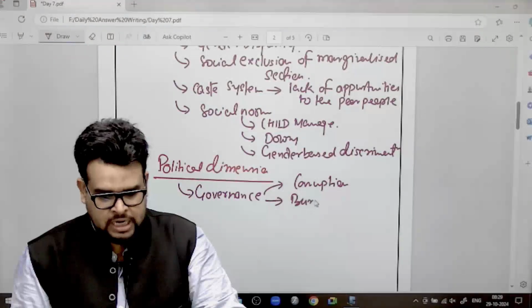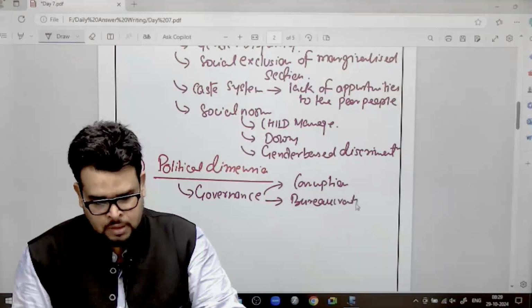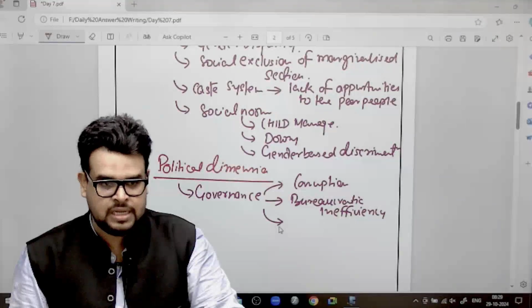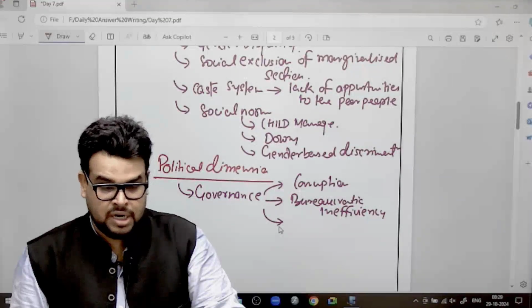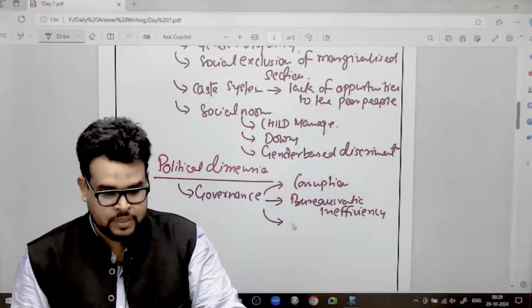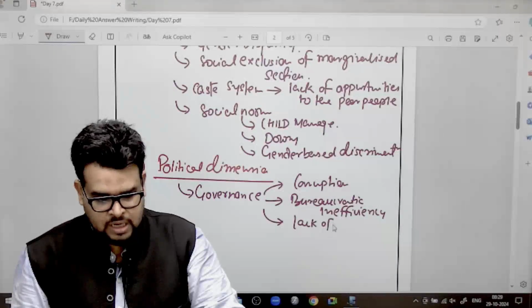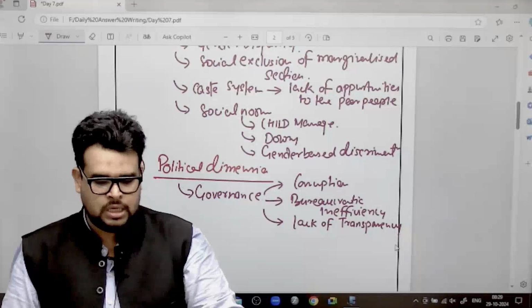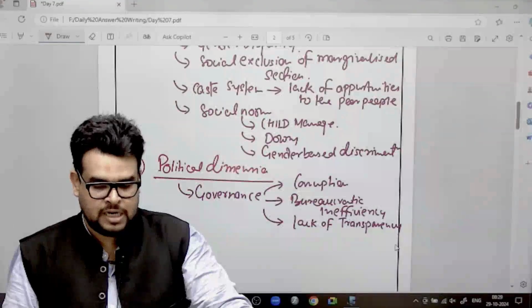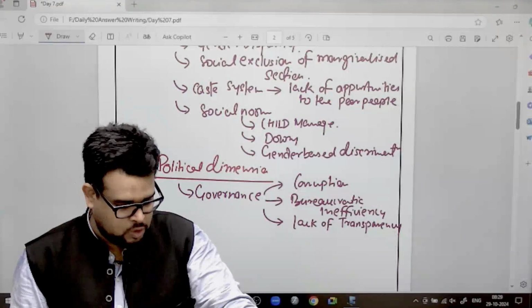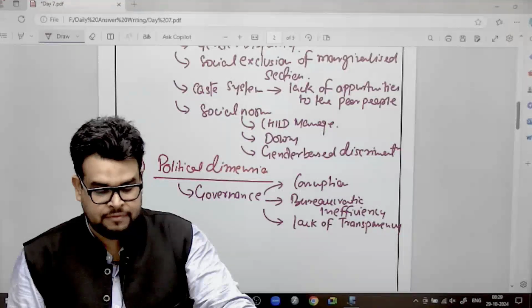Then you can also write bureaucratic inefficiency. Bureaucratic inefficiency means they are not specialized. They have a secure job. They have nothing to do with the implementation. Even if they are not able to implement, it's perfectly fine. Next is lack of transparency. When we cover governance, you will be able to realize all these terms in a more comprehensive manner. But for now, it is lack of transparency, which means people do not have the data. Next, I can talk about fragmented politics.